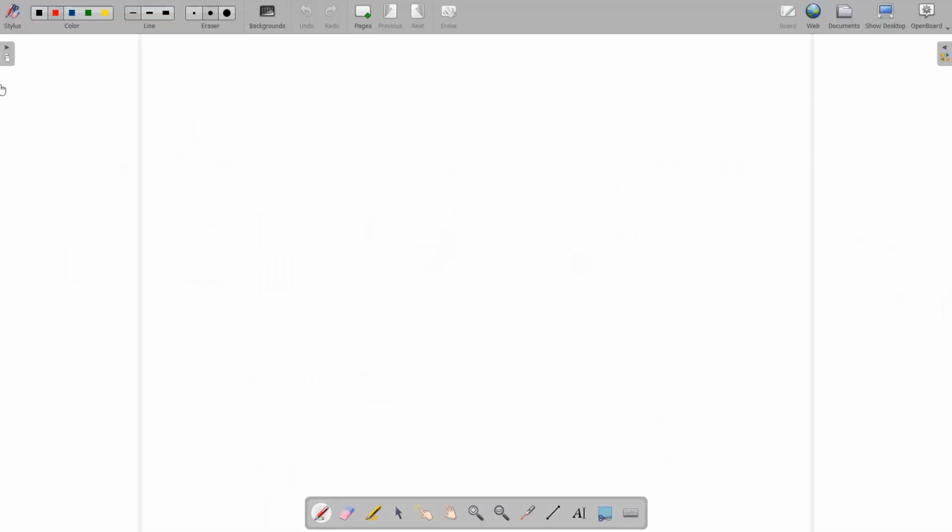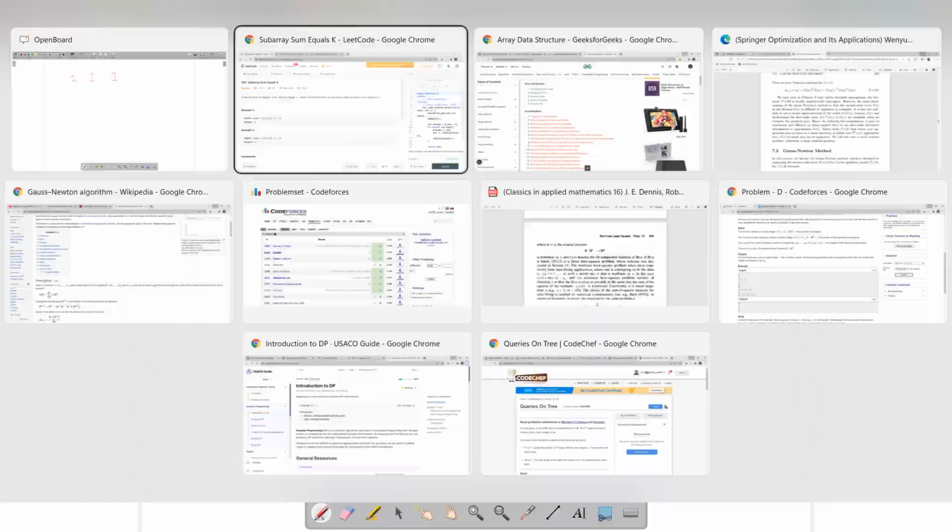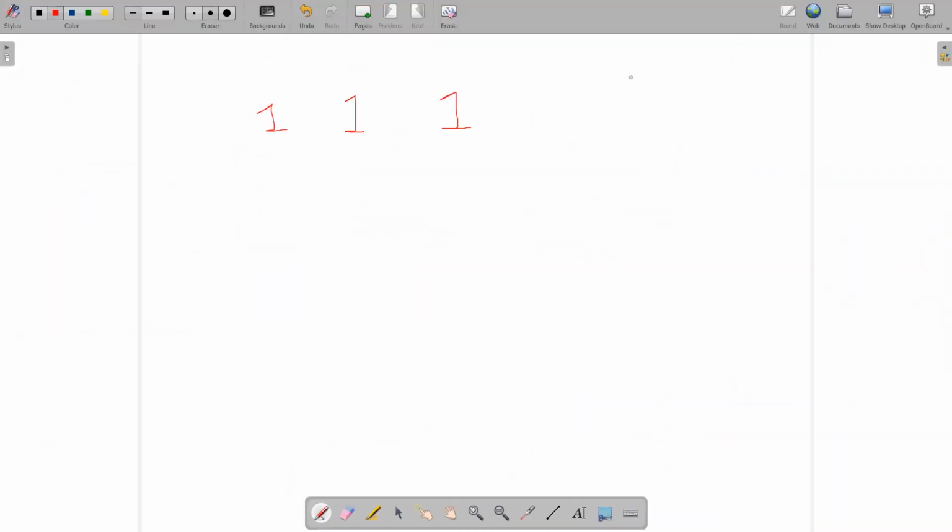What I'm going to do is pick a small example, and then we will consider how we can improve it. Consider an array where every element has the value 1, and let's choose the value of k as 2. We need to find all those subarrays whose sum is exactly equal to k.